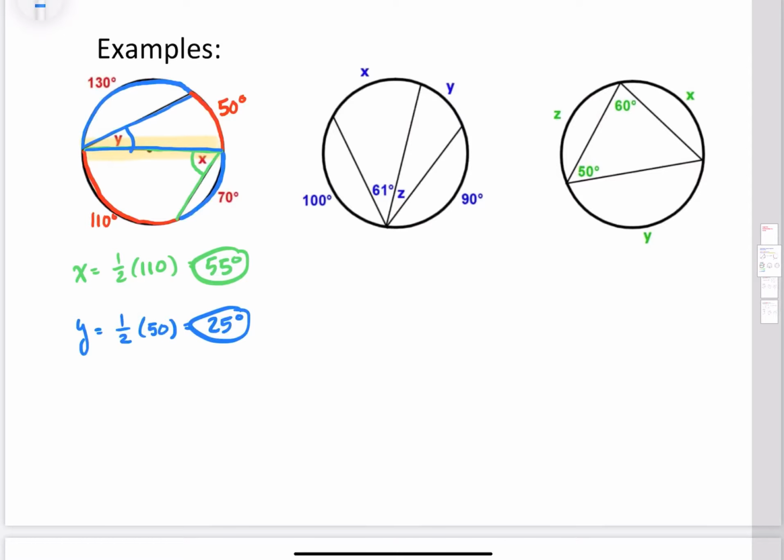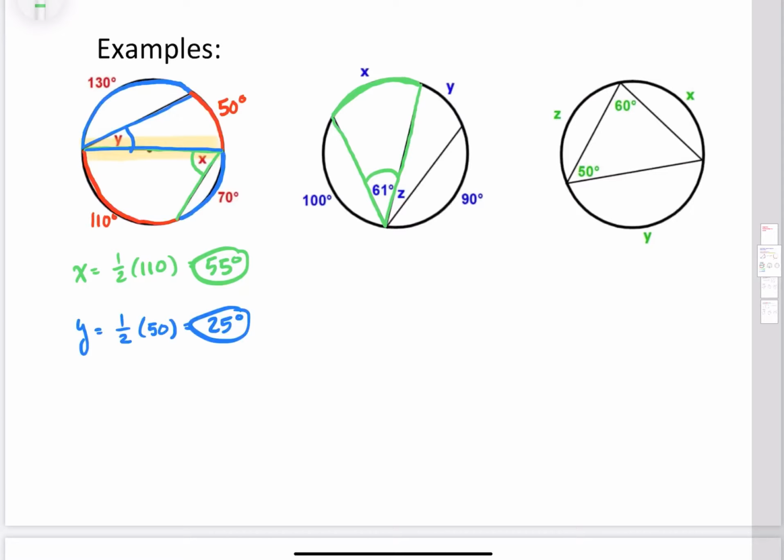And the same thing goes with the second one. The second one is a little bit reversed, so here it's a little bit different. What I want to do is figure out the values of X, Y, and Z. So if I take a look at X, right over here is X. Now X is an arc. It's not an angle. But the angle that is being formed from this arc is 61. Now that 61 is half of X.